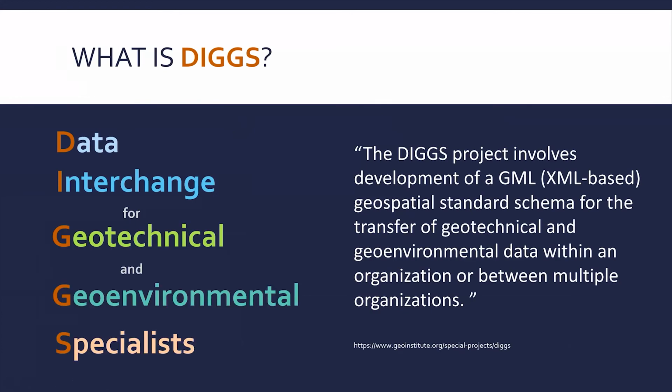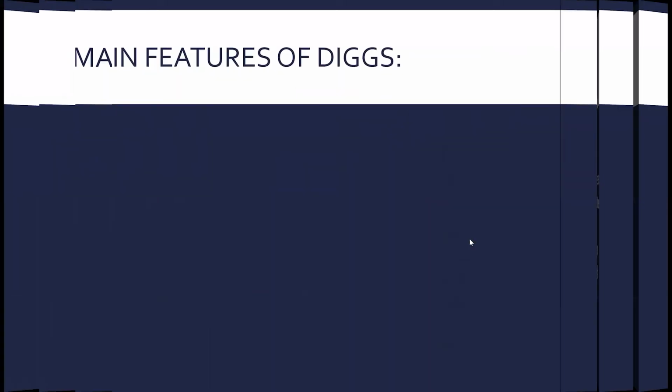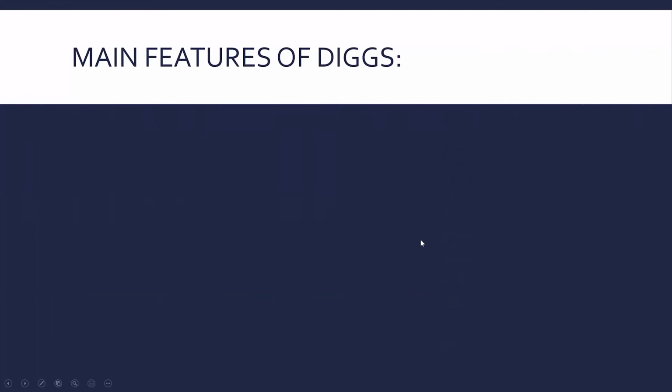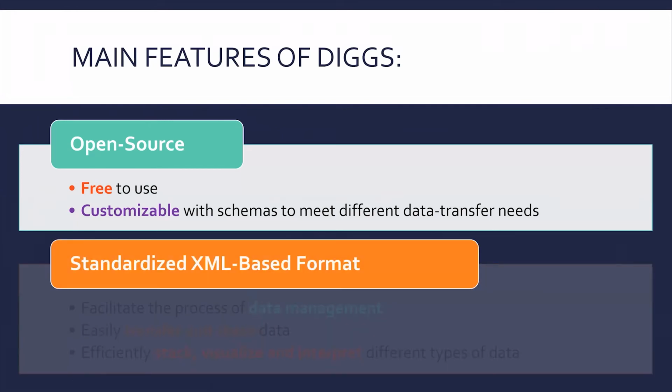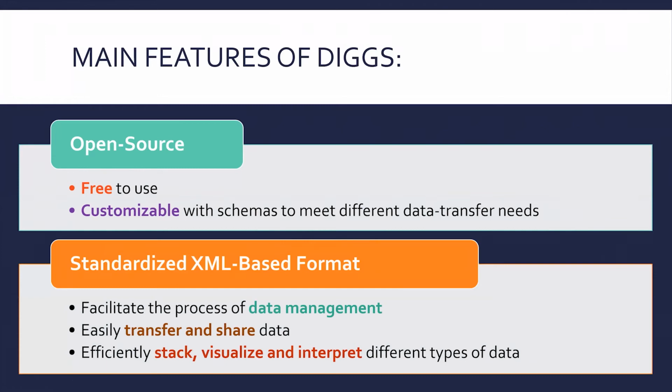One of the very useful geotechnical tools is called DIGGS. Probably some of you have already heard about it for a long time. Basically it's an open source standardized data format for digital transfer of geotechnical and geoenvironmental data. There are many features of using DIGGS. First is open source, which means it's free to use and it's highly customizable with schemas to meet different data transfer needs. Also, it's a standardized data transfer format, which means it will facilitate the overall data management workflow, and you can easily transfer and share data with others. And you can also stack, visualize, and interpret different types of data directly using DIGGS files.